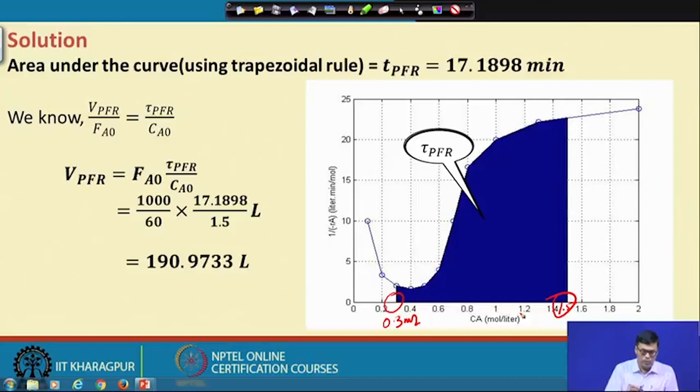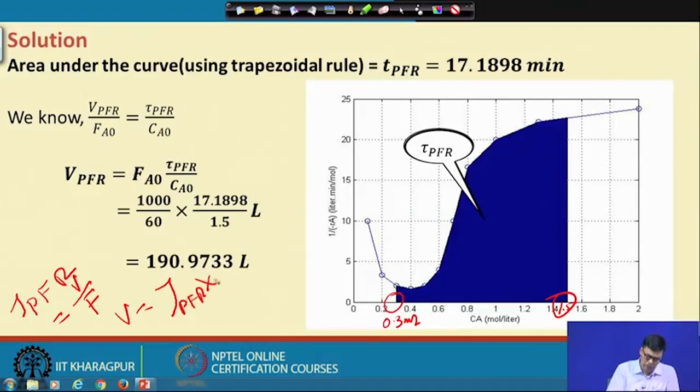Once you know tau of the plug flow reactor, what can you write? Tau plug flow reactor is equal to V by F, am I right? What is F? I have already shown you F. So V equals tau of the plug flow reactor into F. So you can find out the volume of the reactor.